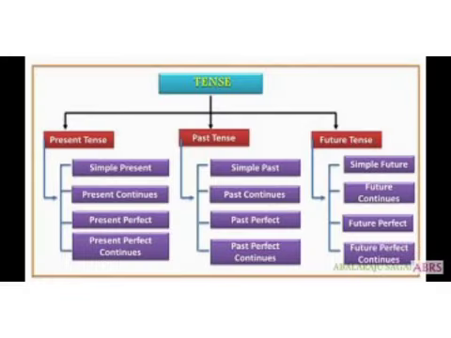Here is a chart for you which clearly shows that tense is of three types: present tense, past tense and future tense. In present tense we have got four subdivisions: simple present, present continuous, present perfect, present perfect continuous. In past tense we have got four subdivisions, that is simple past, past continuous, past perfect and past perfect continuous. In future tense we have got four. They are simple future, future continuous, future perfect and future perfect continuous. So totally we have got 12 tenses.